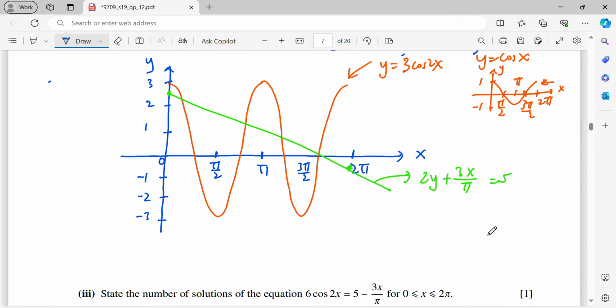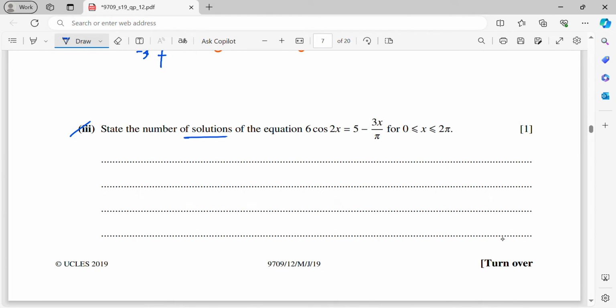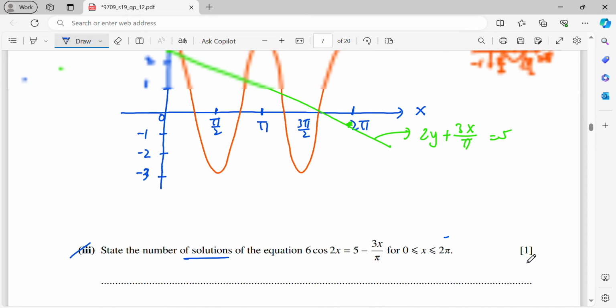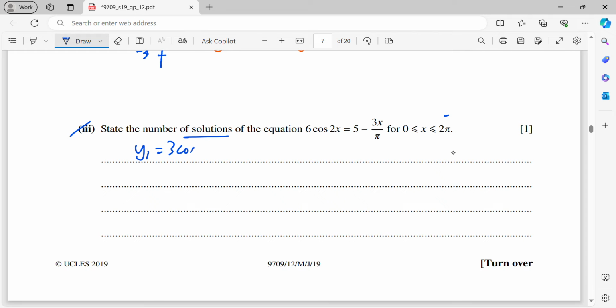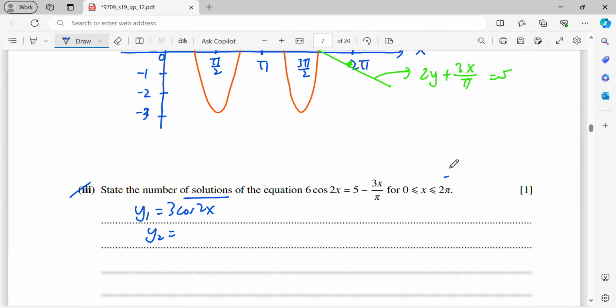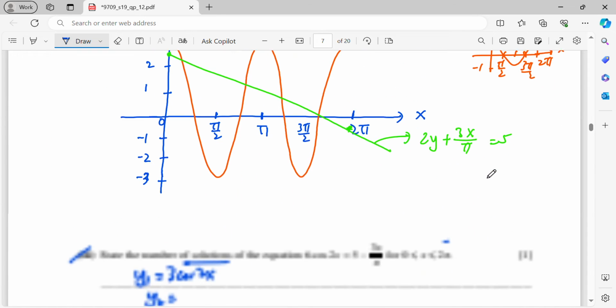Now, part 3, state the number of solutions of the equation 6 cos 2x equals to 5 minus 3x over pi for this x. Okay, just now we have y equals to 3 cos 2x. So y1 equals to 3 cos 2x. Your y2, 2y plus 3x over pi equals to 5.